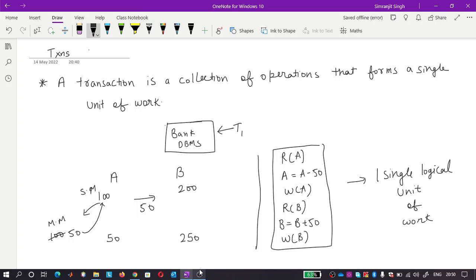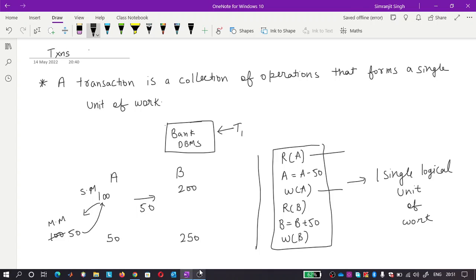Okay, so the whole set of operations is referred to as one single logical unit of work. I'm just telling the meaning of what is read of A and what is write of B. When you are reading the value of A, you are taking the value stored in the secondary memory into your main memory, then you make some operations, and then you write the value back to the secondary memory. Okay, so this is a very basic understanding of how you perceive a transaction.